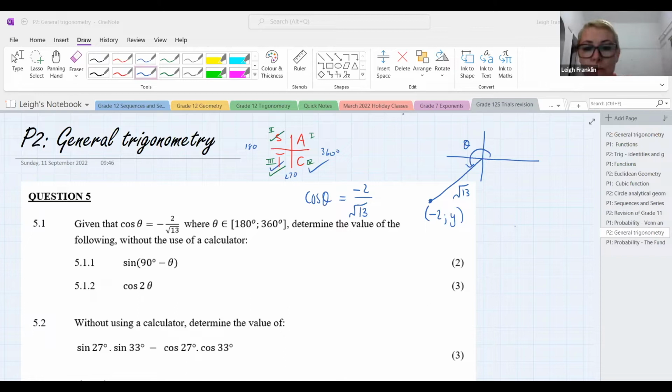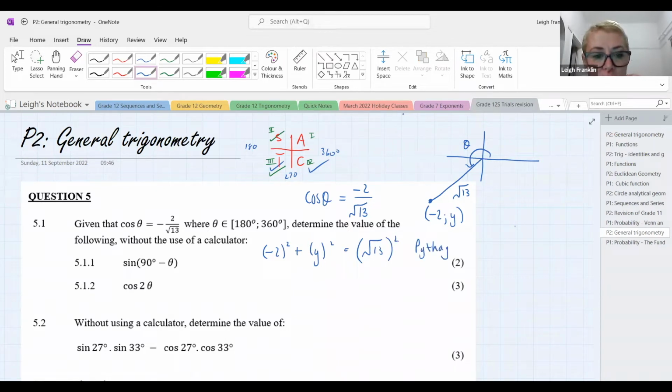Okay, so what we must show here is this. We've got x squared, so -2 squared plus y squared equals root 13 squared. So Pythagoras. And that gives us y squared is equal to, that would be 13 minus 9.